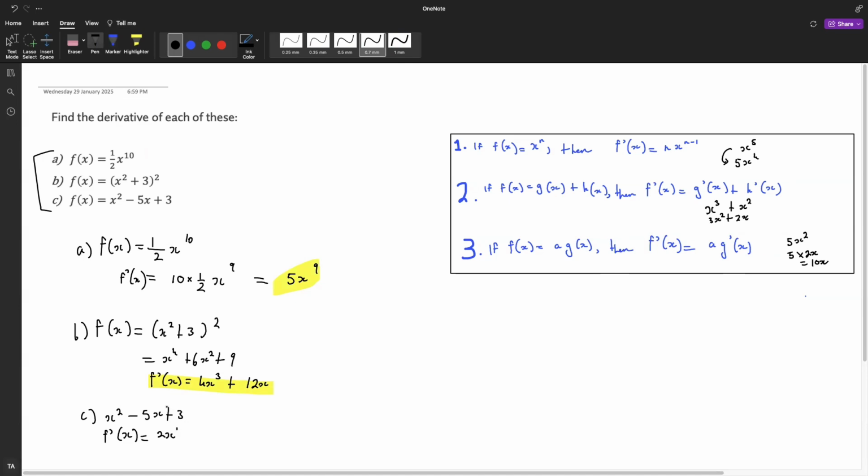Now 5x, remember, if it says x, we've basically got just a 1 there, right? So we put the 1 to the front, that becomes minus 5 times 1, which stays as minus 5. And then the index goes down by 1. So 1 minus 1 is 0, so that just becomes x to the power of 0, which we simplify because x to the power of 0 is just 1. And then, as we said earlier, 3 is a constant, so that disappears. So our final derivative for this equation is f dash of x equal to 2x minus 5.